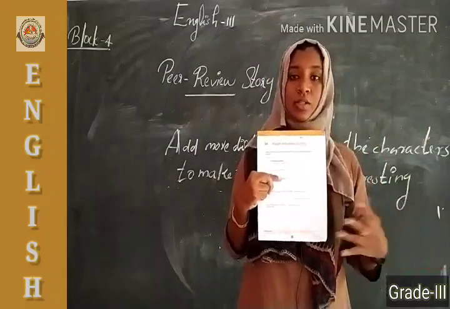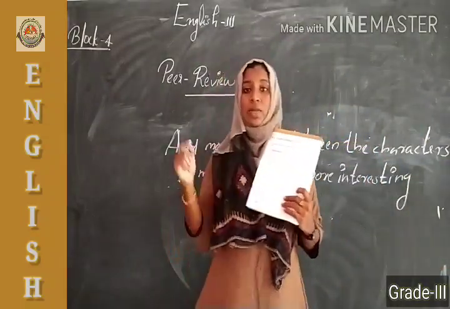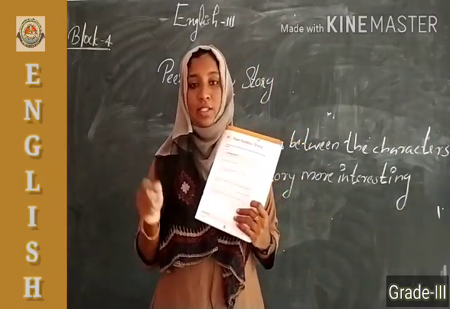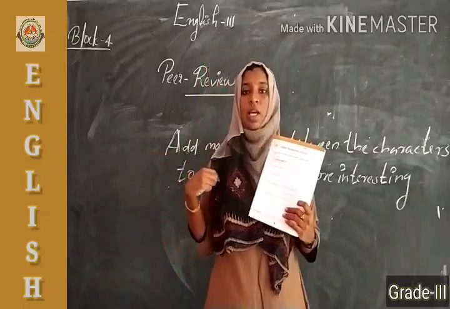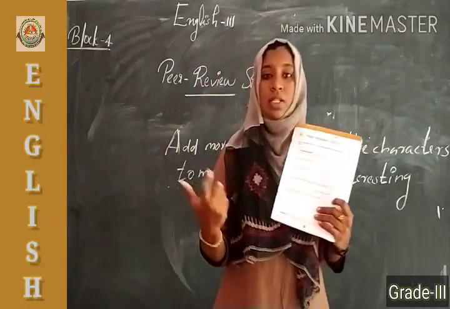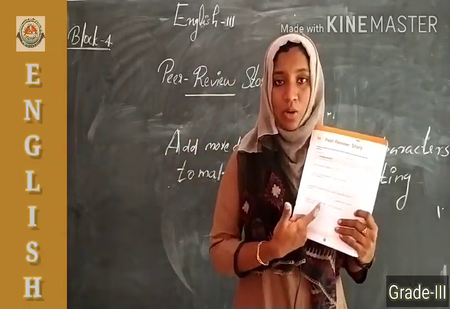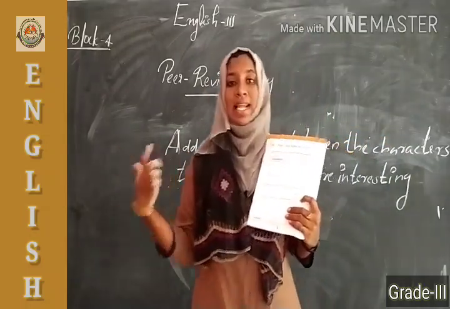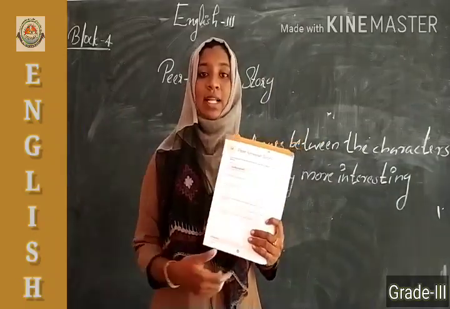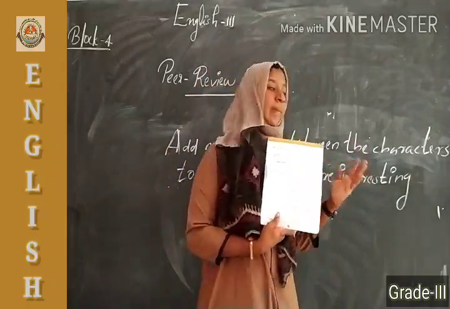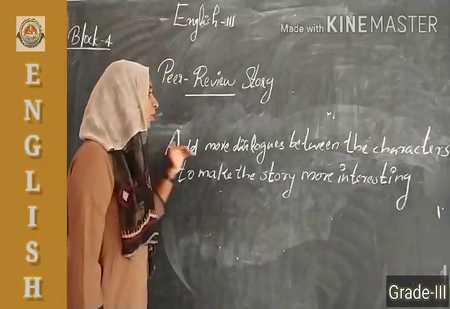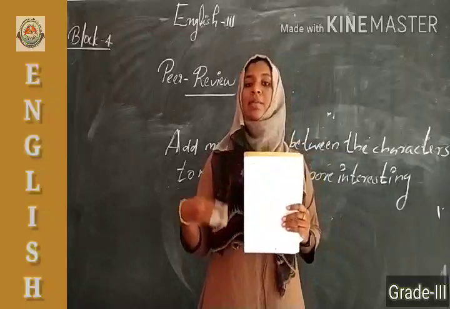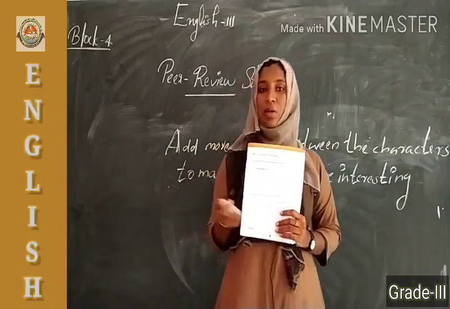Similarly, you can write your verbs here, and I write the verbs which contain es, and the verbs without es I already wrote on this board. So you have to write your checklist according to this. Okay. And similarly, in the last column you can write an idea to make your story better. According to my story, my idea is add more dialogues between the characters to make the story more interesting. Similarly, you can also write your own ideas.